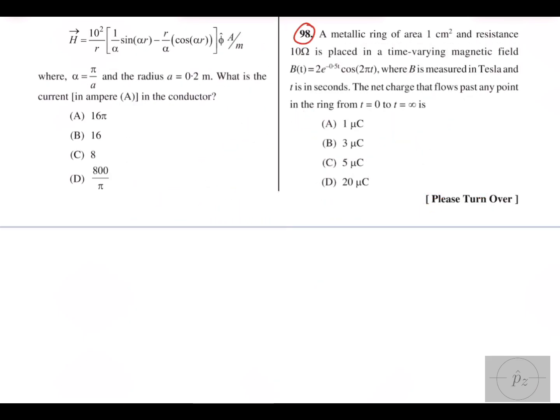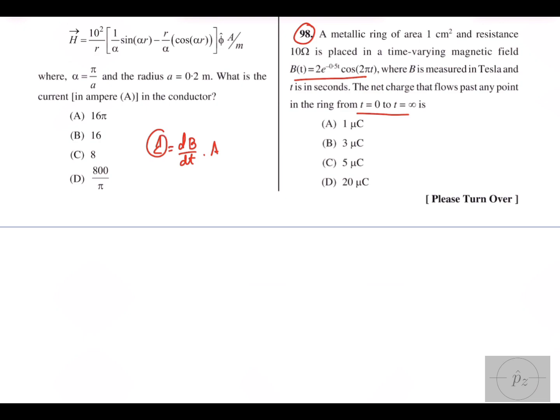Problem 98. A metallic ring of area 1 centimeter squared and resistance 10 ohm is placed in a time-varying magnetic field given by this, where B is measured in Tesla and t is in seconds. The net charge that flows past any point in the ring from t equal to 0 to t equal to infinity is. So we know the induced EMF is given by the rate of change of magnetic flux, and that is dB by dt times the area.